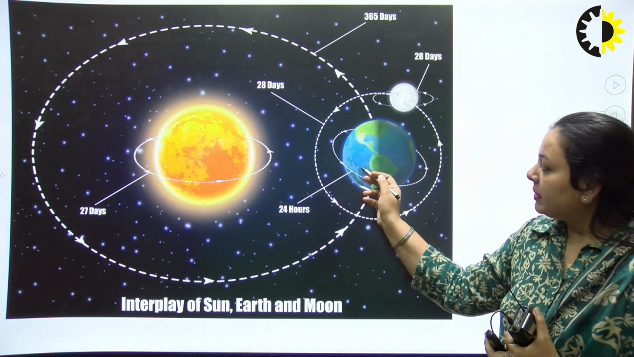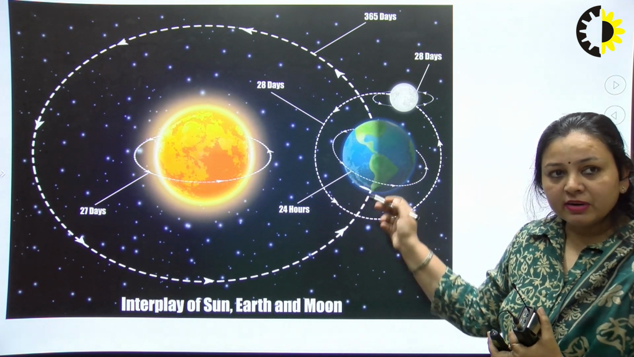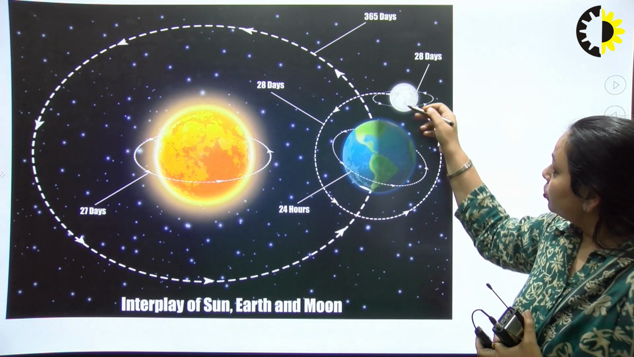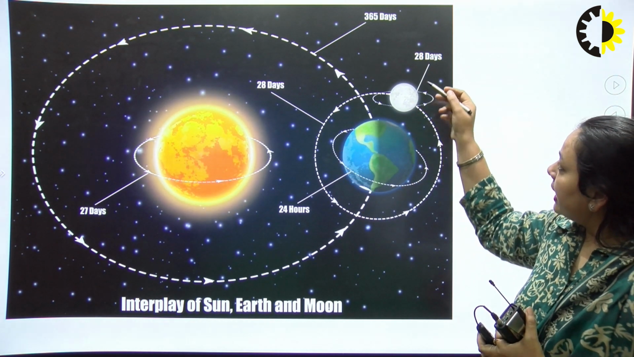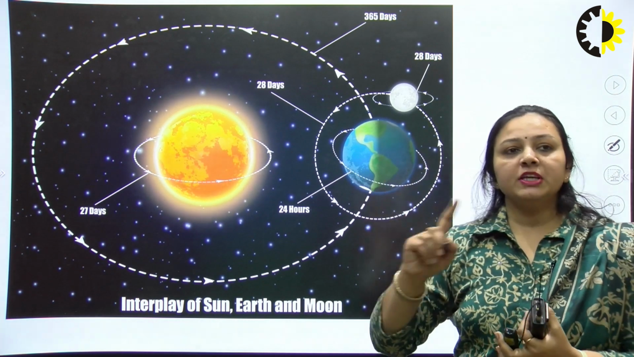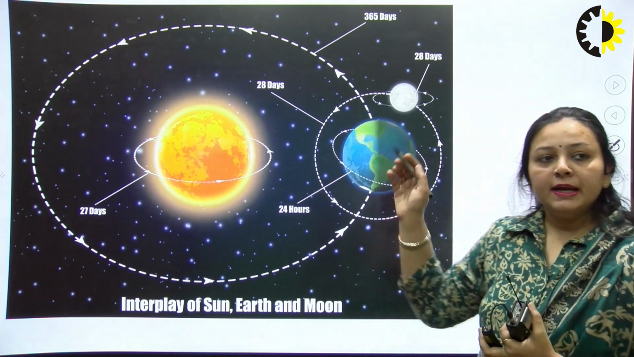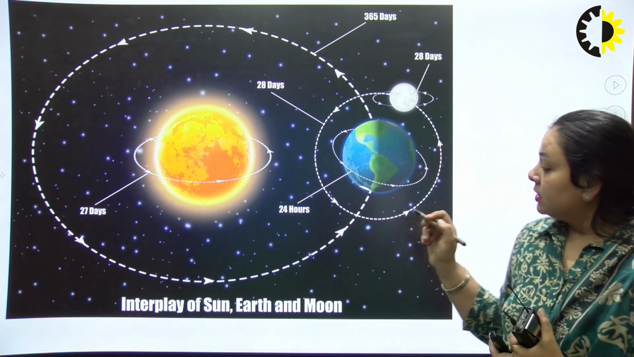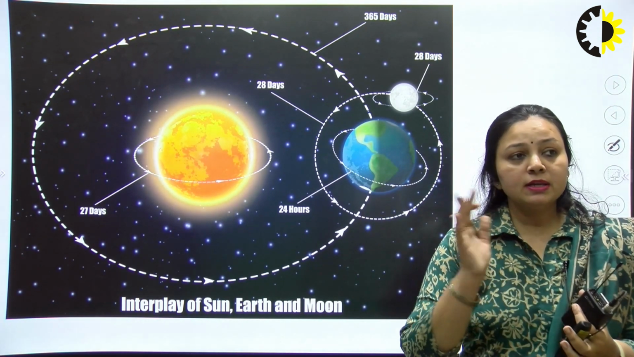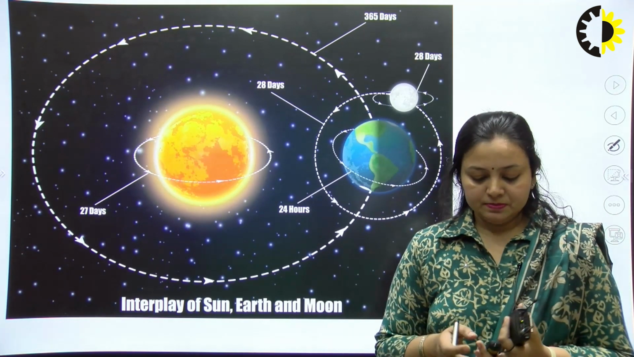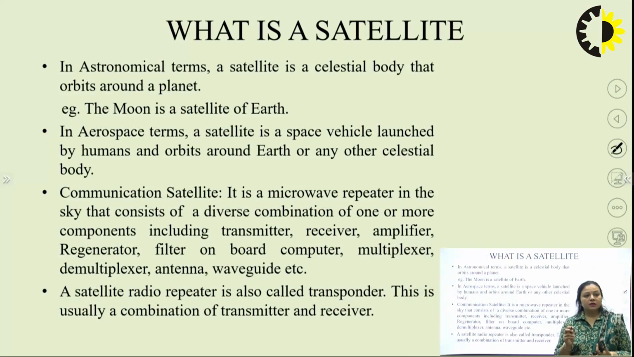It completes its rotation in 24 hours. We call it 1 day. We have the moon orbiting around the earth. It is a satellite of earth and it completes one orbit in 28 days. So we can say that any smaller body which is revolving around a larger body is a satellite. So a satellite is a celestial body that orbits around a planet. For example, the moon is a satellite of earth.